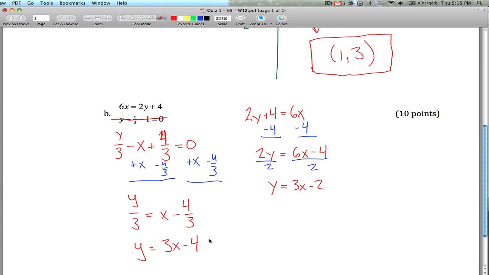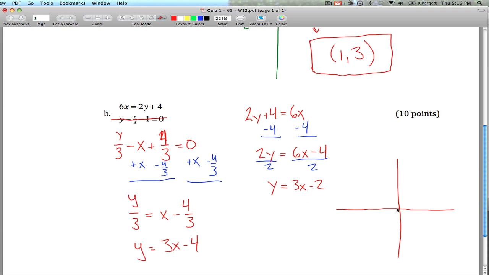And now we have these two equations. I guess you could graph them. You probably should graph them because it said to graph them. But you might already be able to see what's going to happen here. We have the same slope, but we have different y-intercepts. So they're going to be parallel. So there's going to be no solution.